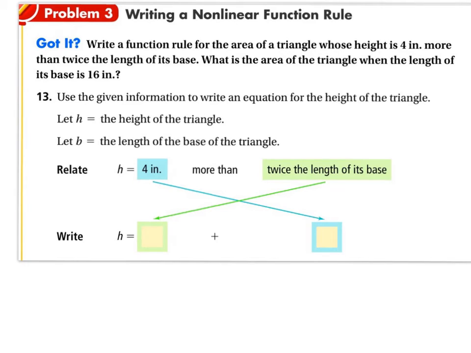Let's try problem 3. Write a function rule for the area of a triangle whose height is 4 inches more than twice the length of its base. Determine the area of the triangle when the length of the base is 16 inches. So using this information, we need to let h equal the height of the triangle and b equal the base. So our height is going to equal twice the base plus 4 inches.